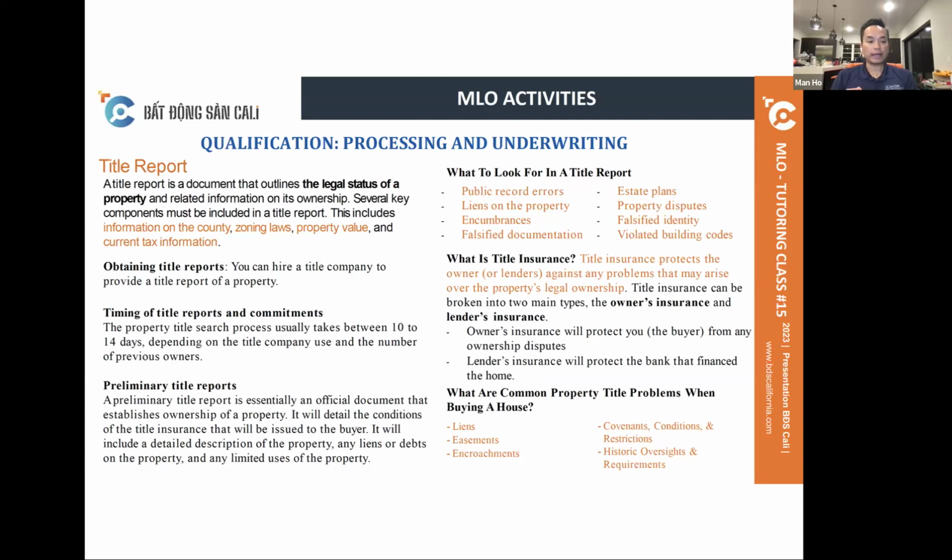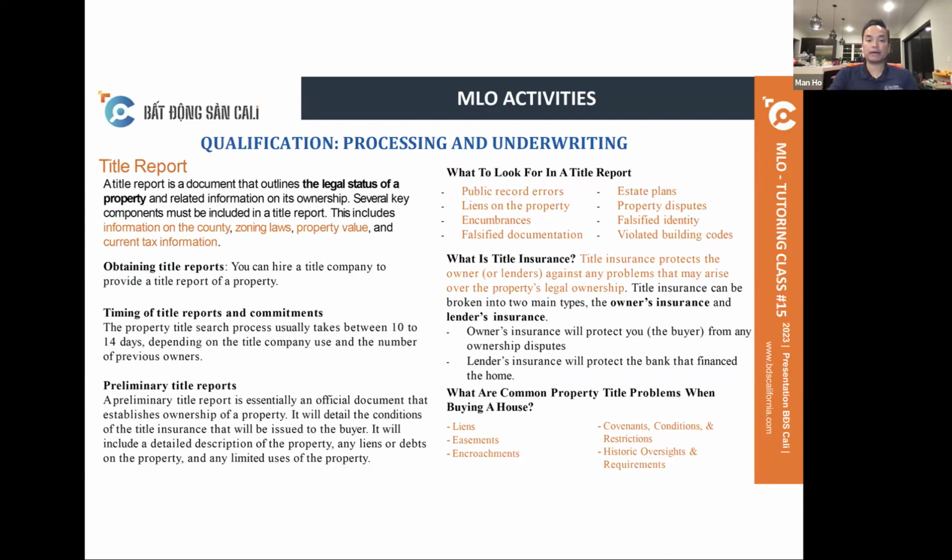Timing of the title report and commitment: the property title search process usually takes about 10 to 14 days. So that needs to be done. If you're listing this property, you need to run that really in the early days. Then you can also get a preliminary title report first. A preliminary title report is something that can be run quickly, and then you have to dig deep.